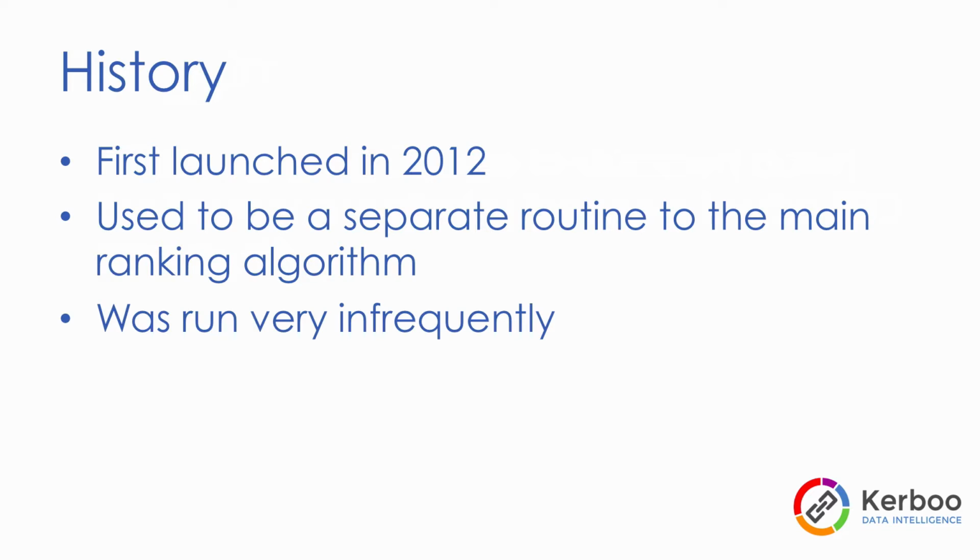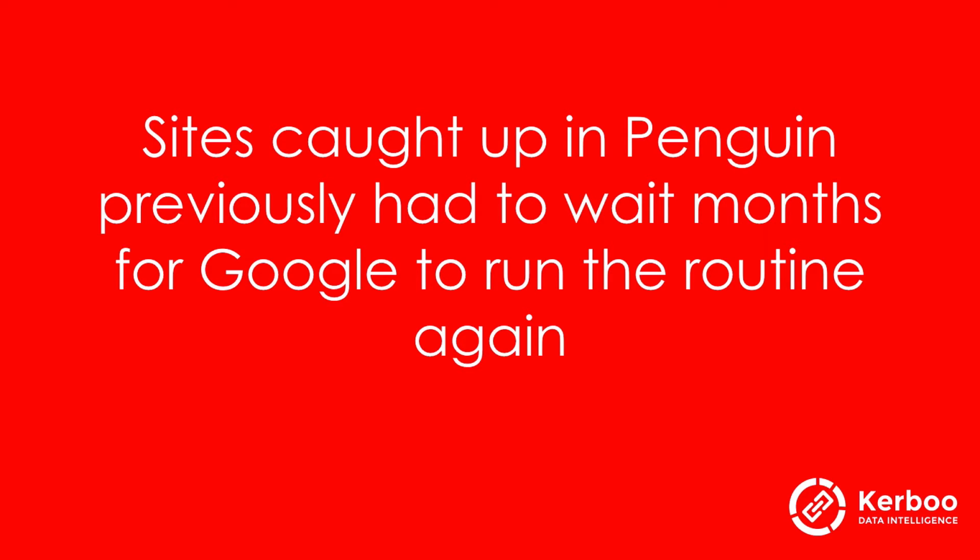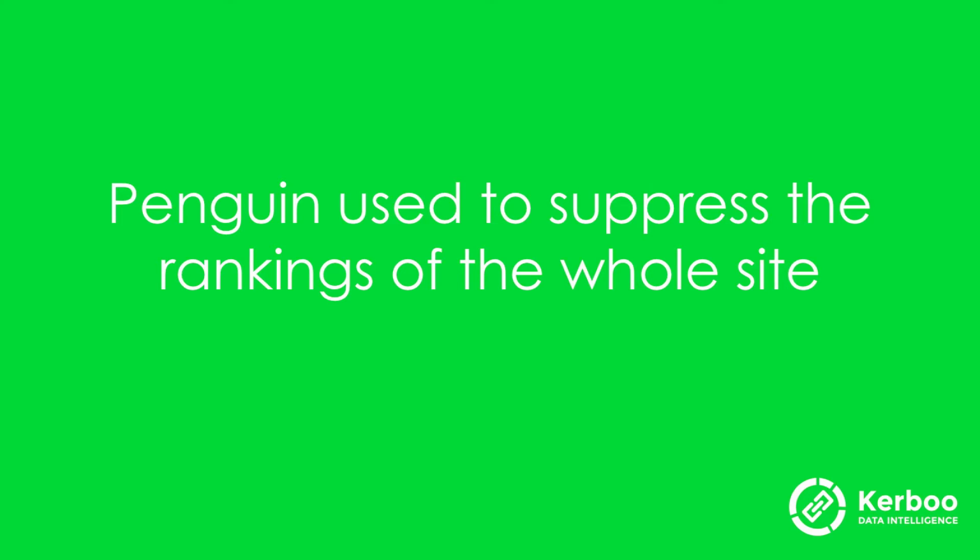So it was first launched in 2012, and it used to be a separate routine to the main ranking algorithm, and therefore it was run very infrequently. So what tended to happen was that sites that got caught up in Penguin had to wait months for Google to rerun the routine again, and it could be months, or in fact, in a couple of cases, I think we went well over a year between versions of Penguin. And Penguin also used to suppress the ranking ability of the whole site. So if you found that your site was caught up by the Penguin filter, it would just have its ranking ability suppressed or reduced for the amount of time that it was under that particular filter.